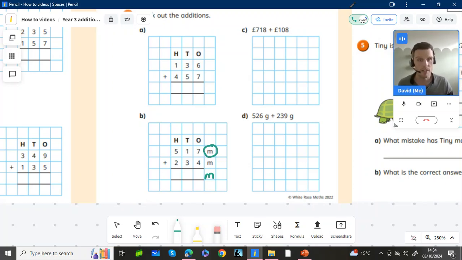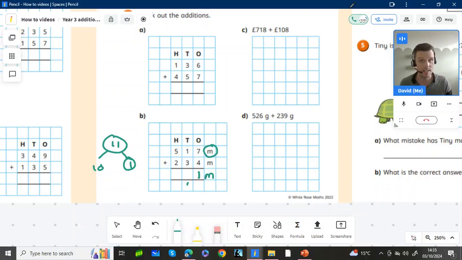So here it's 517 add 234. So we always start with the ones. 7 plus 4 is 11. Now again, I know that I'm going to partition that. I'm going to partition 11 into 10 and 1. So my ones I'm going to write here. The 10, I'm going to show that by writing a little 1 underneath the tens column.